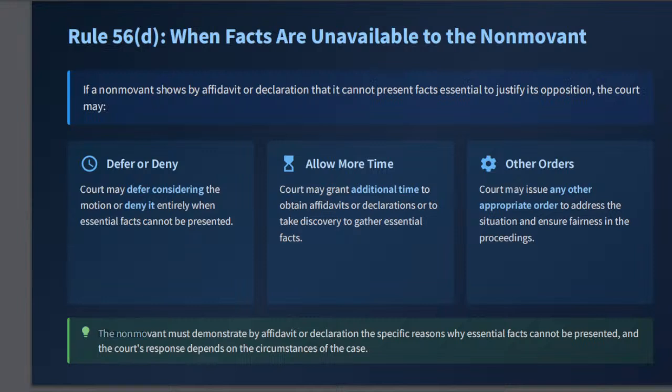So, the non-movant must demonstrate by affidavit or declaration the specific reasons why essential facts cannot be presented, and the court's response depends on the circumstances of the case.